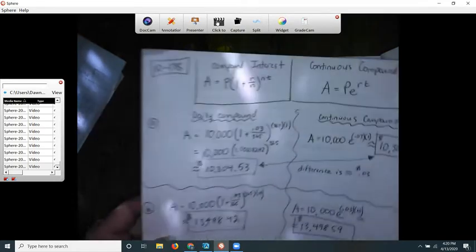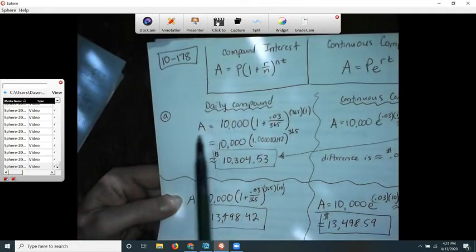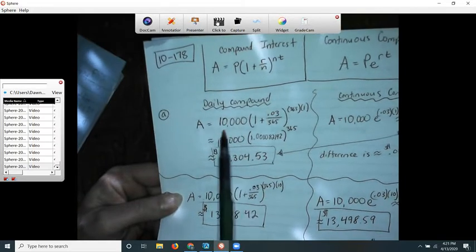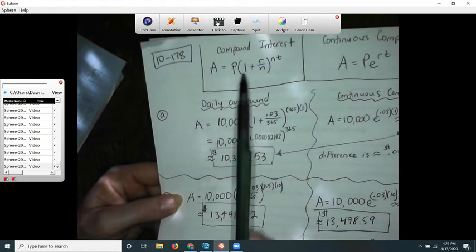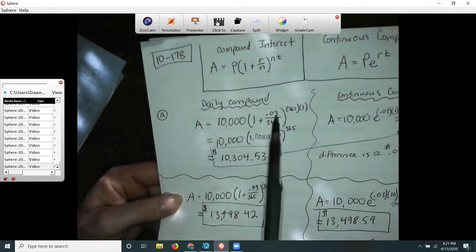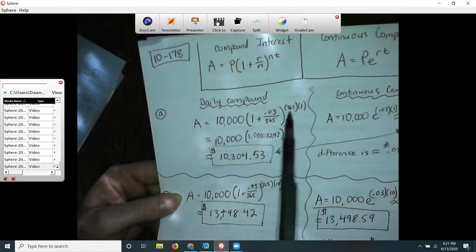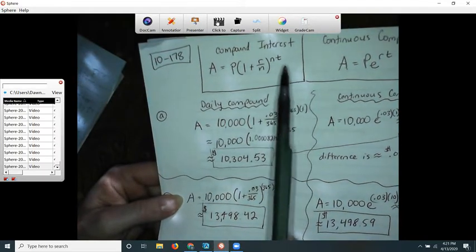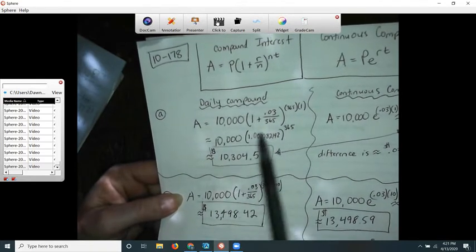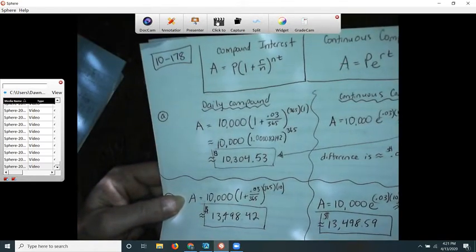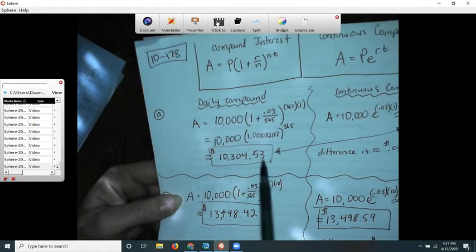I'm not going to do all the problems because they do take a long time. But to compound daily, for this particular problem, she started out with $10,000. So I'm just plugging it in. It's 1 plus the interest rate, which was 3%, compounding it daily, so 365. And the 1 is the t, that's for 1 year. Then just use the order of operations and put that in your calculator. You should get something kind of close to that.